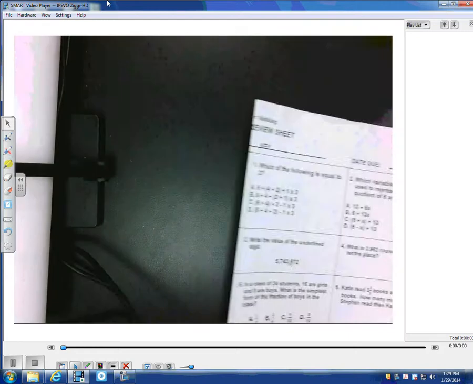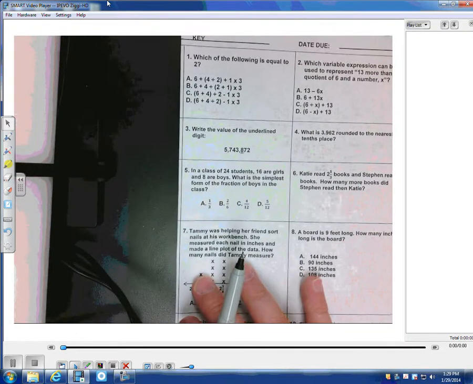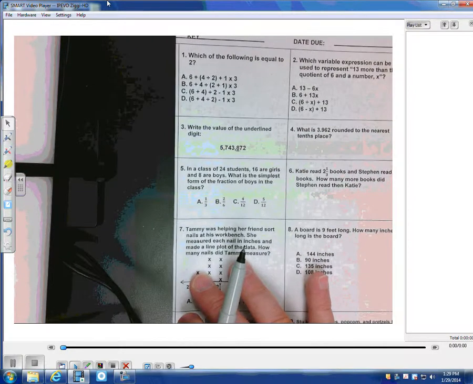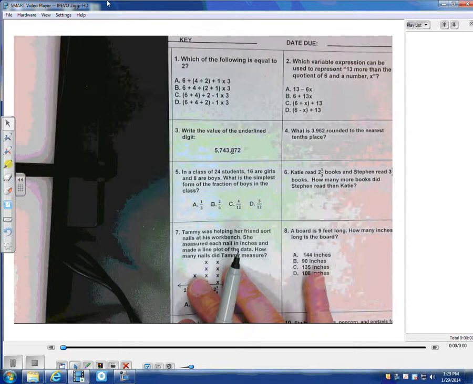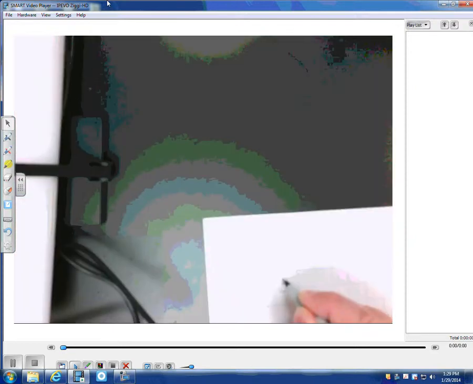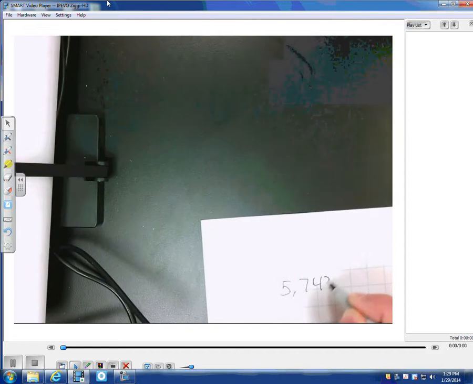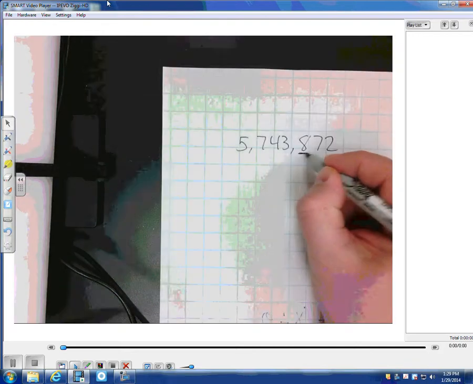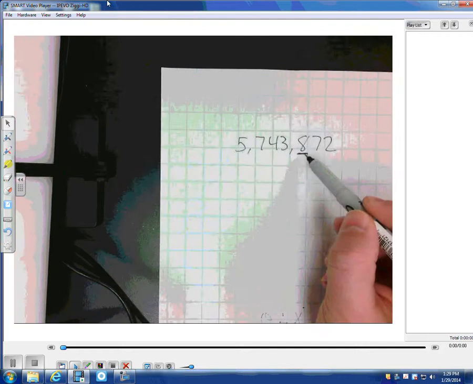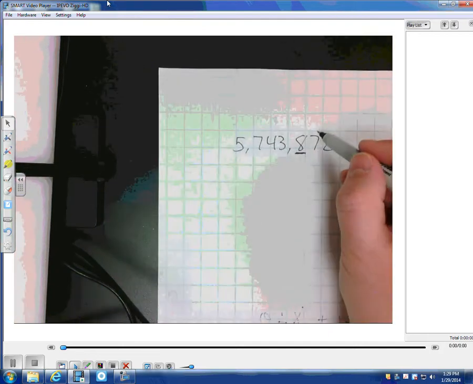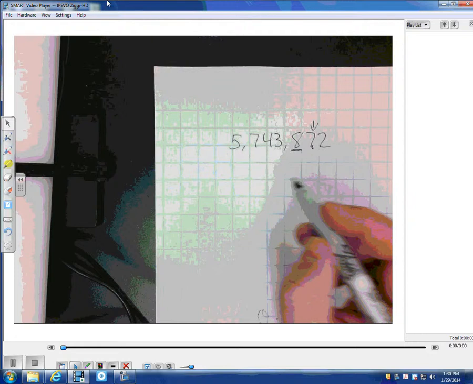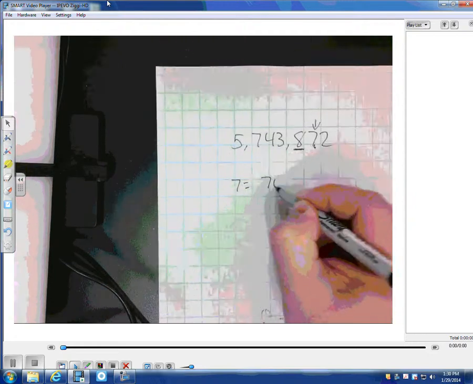Let's look at number 3. It says write the value of the underlined digits. So you have 5,743,872, and they have the 8 underlined. They want to know what is the value of that 8. So for example, if they would have underlined the 7, what's the value of the 7? The value of the 7 in 872 would be 70.